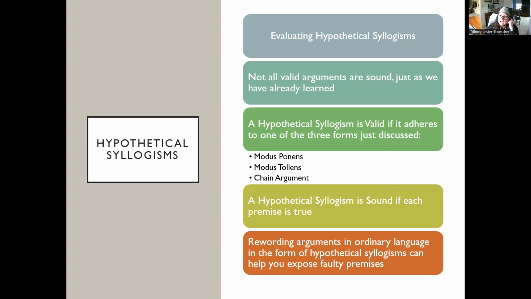So when we're evaluating hypothetical syllogisms, again, we've learned not all arguments are sound, even if they are valid. So we looked at the form for a modus ponens, the form of a modus tollens, and the form for a chain argument. Again, if it follows the correct pattern for each one, it's valid. If the premises are true, then it's sound, right?